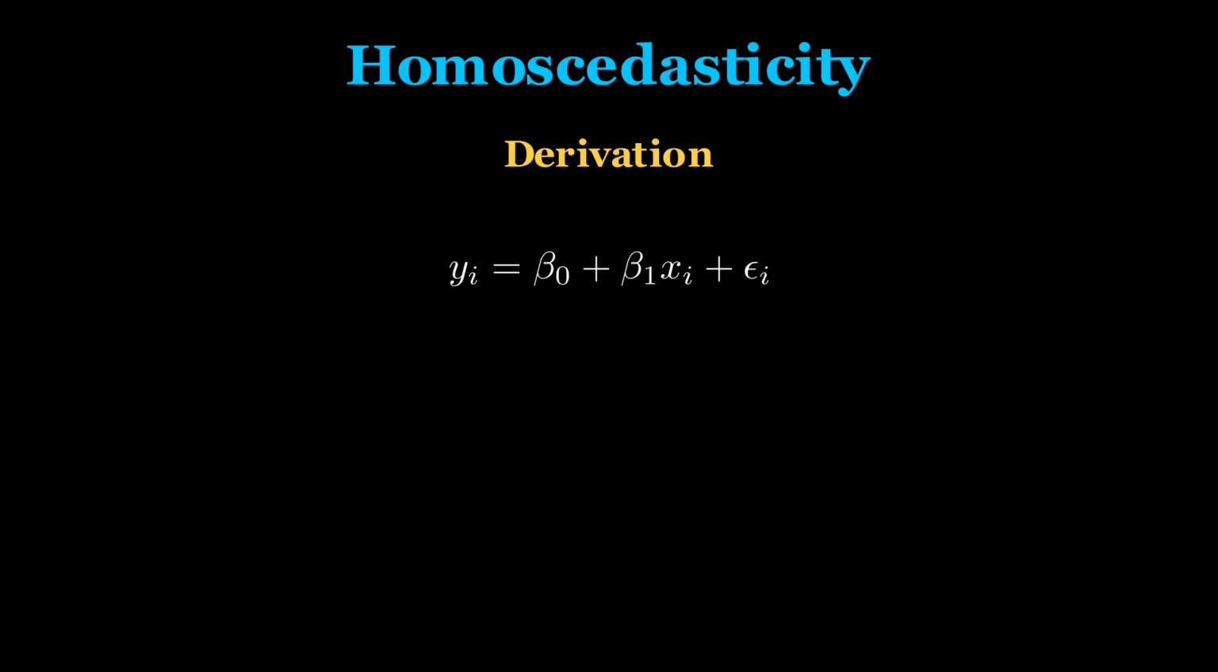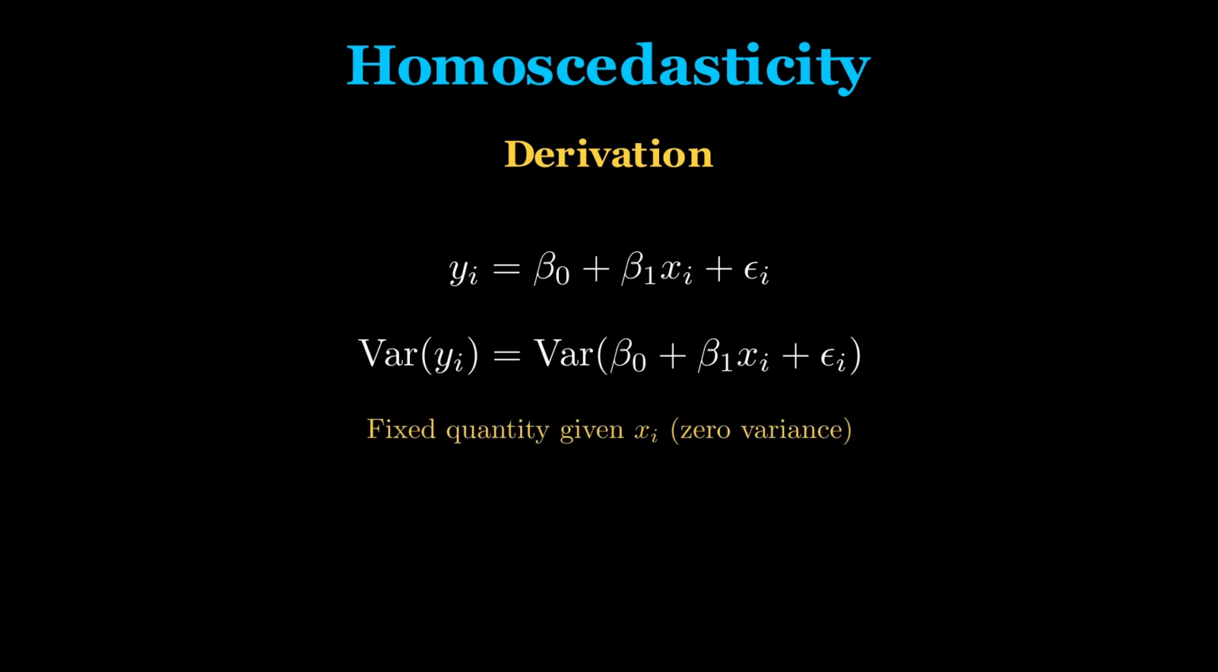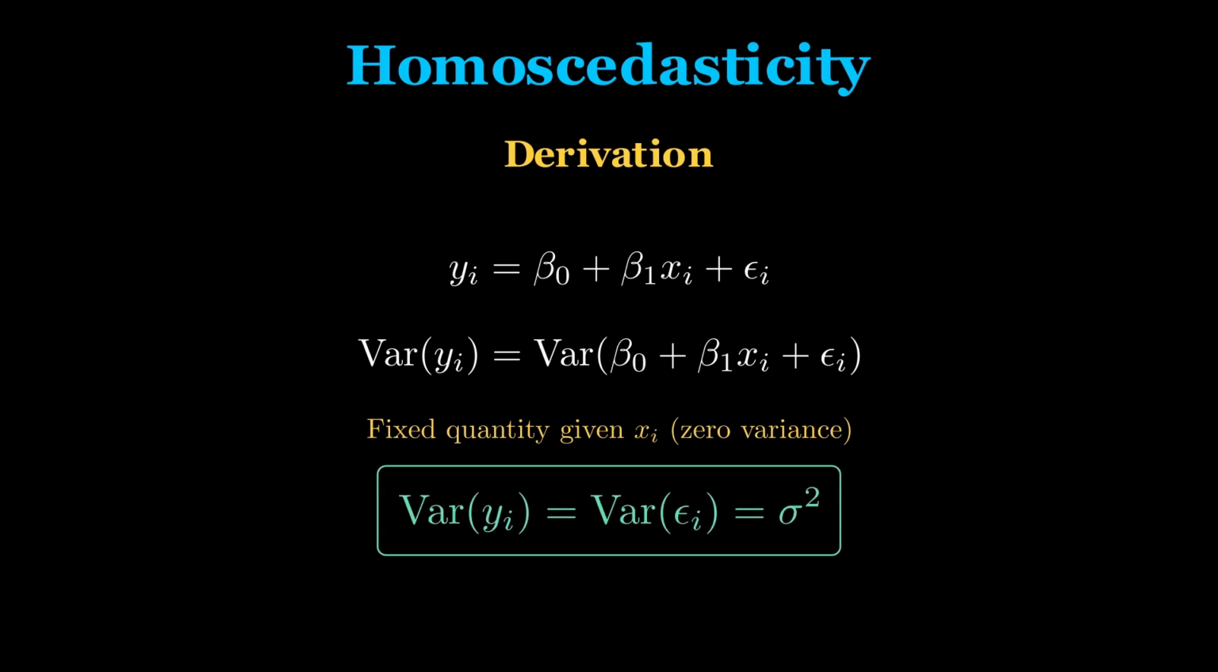Consider the simple linear regression equation: yi equals beta 0 plus beta 1 xi plus epsilon i. Taking the variance of both sides, the variance of yi equals the variance of beta 0 plus beta 1 xi plus epsilon i. Since beta 0 plus beta 1 xi is a fixed quantity given xi, it does not vary. So the variance of yi is due solely to the variance of epsilon i. This gives us our result: the variance of yi equals the variance of epsilon i, which is sigma squared. This derivation also holds true for multiple linear regression.